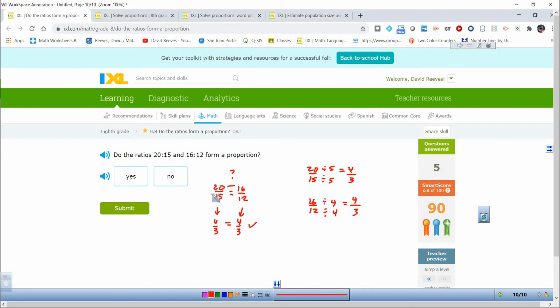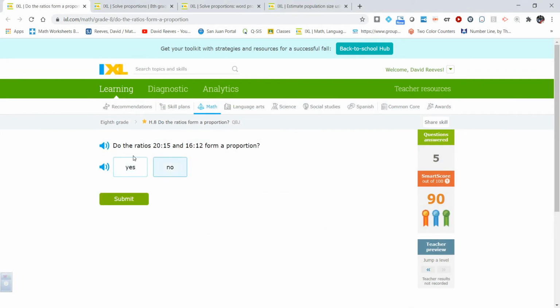We could do the cross product. Here's an example of where doing the cross product really is not something we want to do, especially if we don't have a calculator, because it's going to take us more time than it's worth. Simplifying is a much faster way to prove these ratios are equivalent, which means they do form a proportion. All right, I think you guys have the idea now, if you didn't already have it, on how to check if two ratios are equivalent and therefore form a proportion.